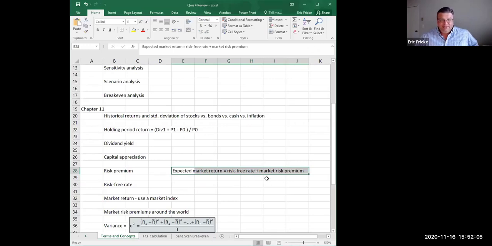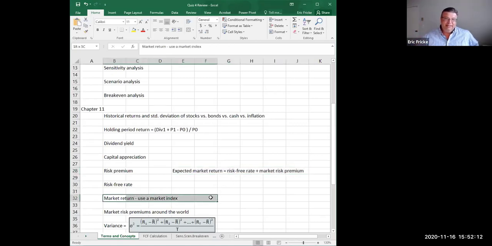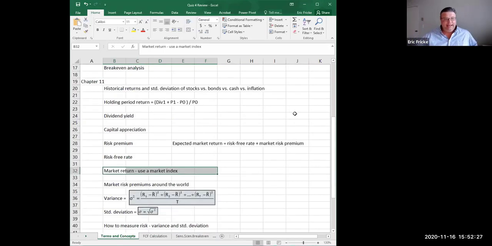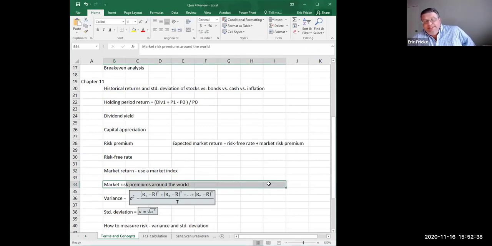This market risk premium, if we want to do from history an average, what we do is we use a market index to represent that. And the market index is typically the S&P 500. S&P stands for Standard & Poor's. So we can calculate these market risk premiums for every single country that has a traded market and that we have data for. And it turns out, the countries are all over the place.